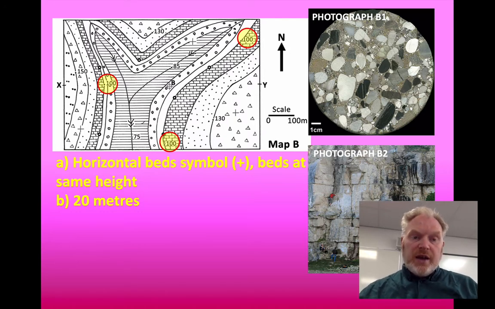Or we can look at the fact that close to X there, the top of the breccia bed, we've got a spot height of 150 meters. And over closer to Y, at the base of that bed, we have a spot height of 130 meters. So the difference between the two has got to be 20.